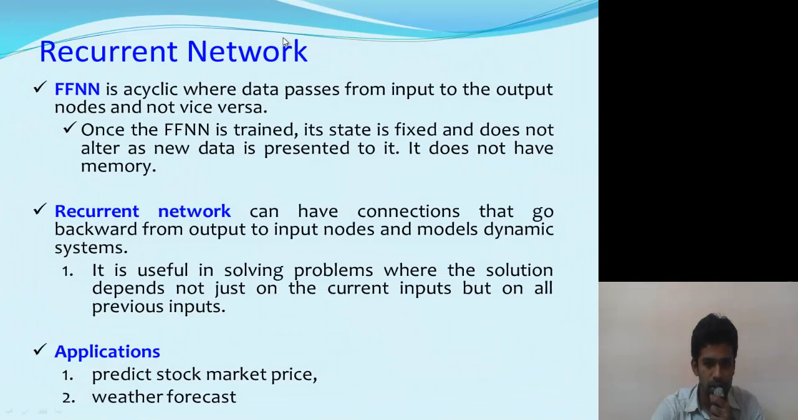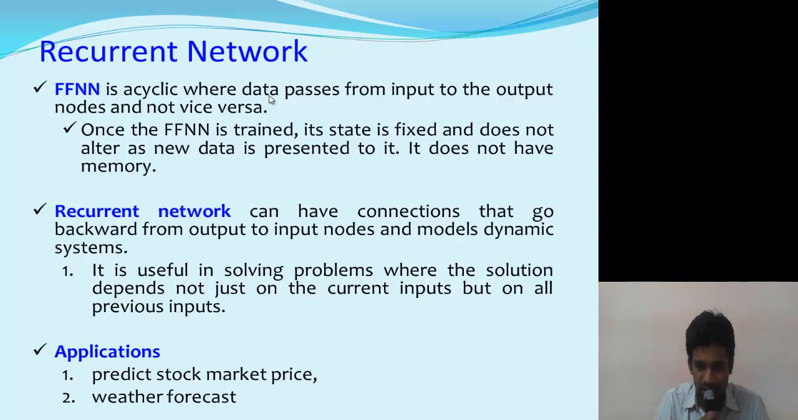Now finally, recurrent network. Feed-forward neural network is acyclic, where data passes from input to output nodes and not vice versa. Once a feed-forward network is trained, its state is fixed and does not alter as new data is presented to it. It does not have memory, which is a disadvantage. Recurrent network can have connections that can go backward and forward from output to input nodes and input to output nodes, and models a dynamic system.